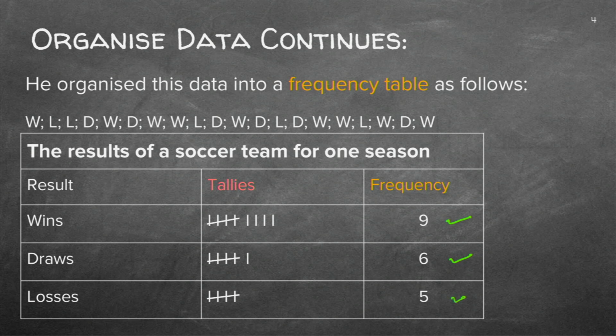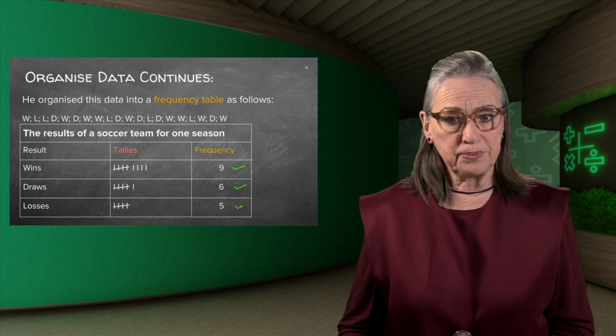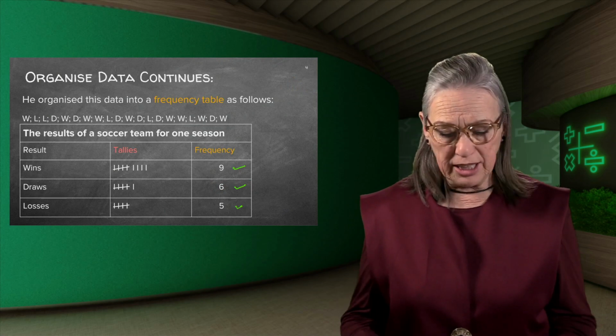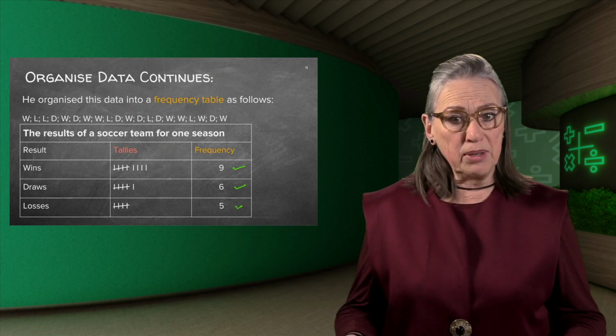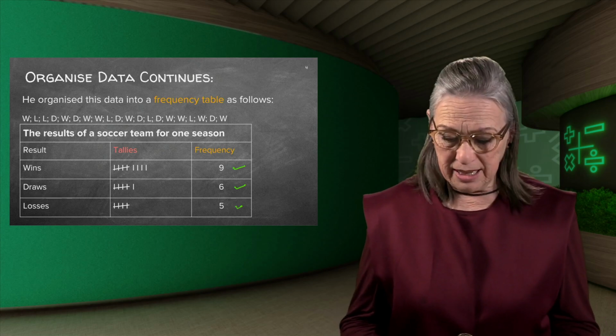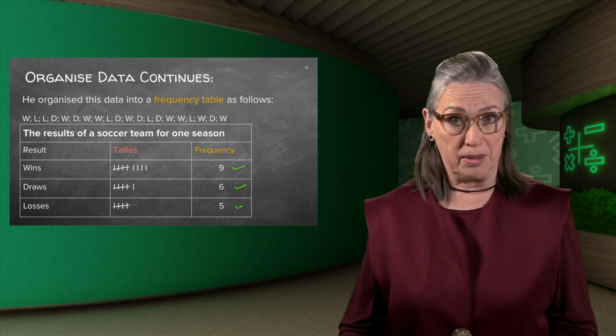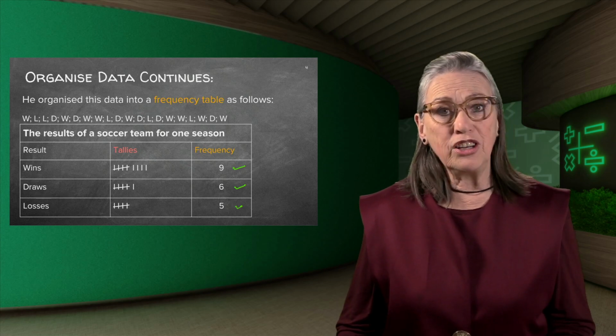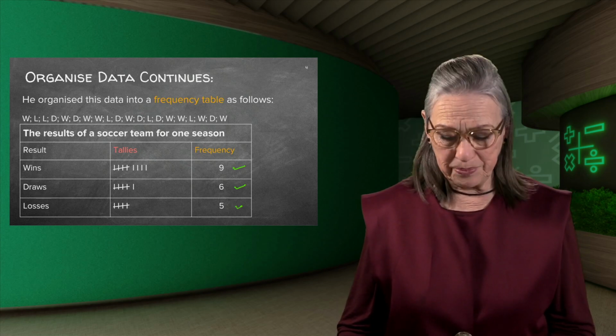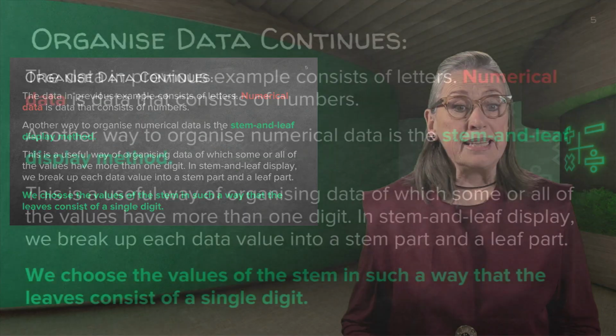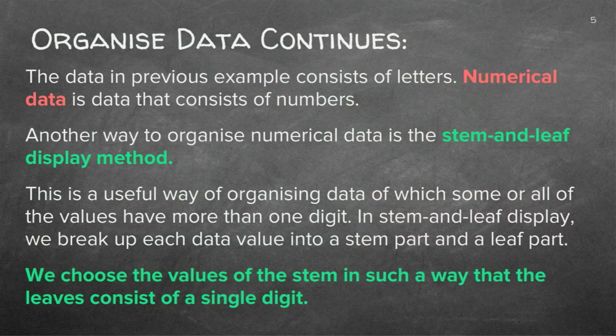So this is what we call a frequency table. Now we can easily look at this result and say that 9 times they actually won their matches, which is awesome, right? And they only lost 5 times. Cool.